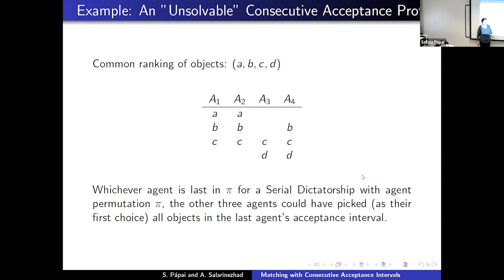So no matter which one you choose, the other 3 agents, depending on their preferences, could have picked all of the objects in the acceptance set of that agent. So if the agent goes last, then they will not have any object left. And yet we know, A, B, C, D, that in a maximal matching, we can assign all 4. So we call this kind of profile unsolvable in that particular sense.